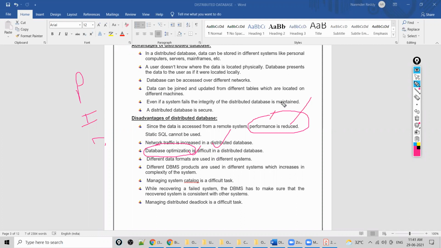Simple. Performance is reduced. First one, remember this one. Performance is reduced. Network traffic is increased. Data optimization is difficult.